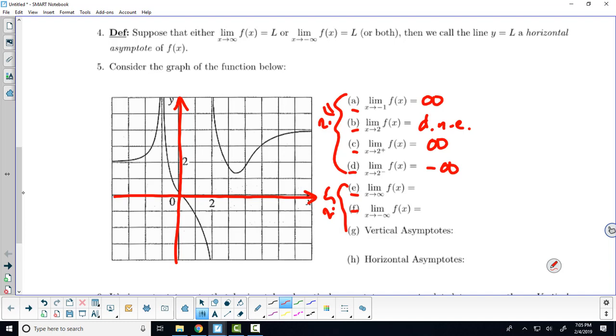So as x goes far to the right, where's the graph? Doing a bunch of stuff. As we go farther and farther to the right, the y values appear to be getting closer and closer to whom? 4. Okay. As x goes arbitrarily far to the left, the y values appear to be getting closer and closer to 2.